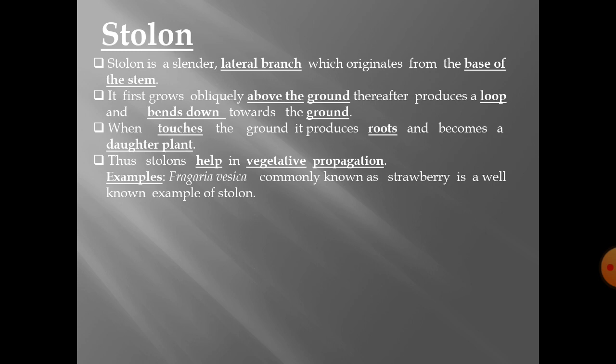Stolon. Dear students, these points explain the features of stolon. Let us take one by one. The first point says, stolon is a slender lateral branch which originates from the base of the stem. Meaning, stolon is a long and thin branch that appears laterally from the base of the main stem.